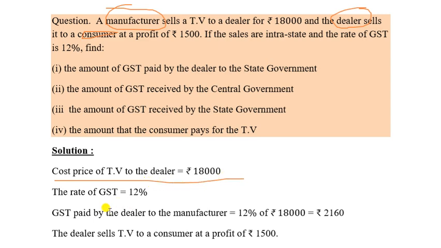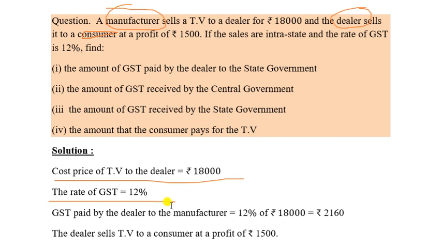And at the same time you will get the percentage of GST, because without percentage you cannot find out. So here in the question it is given that the percentage of GST is 12%. Now I said you have to find out the amount of GST on cost price, and here the percentage is given, the cost price is also given, so easily we can find out GST.